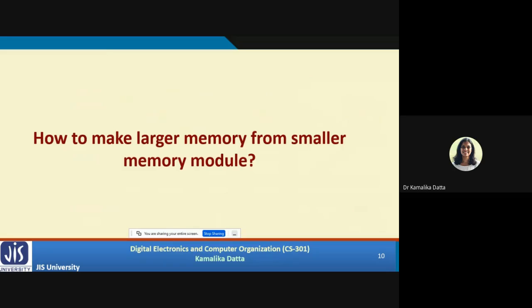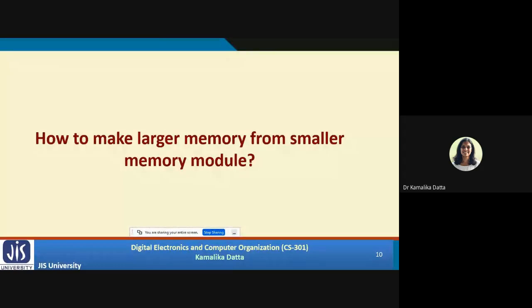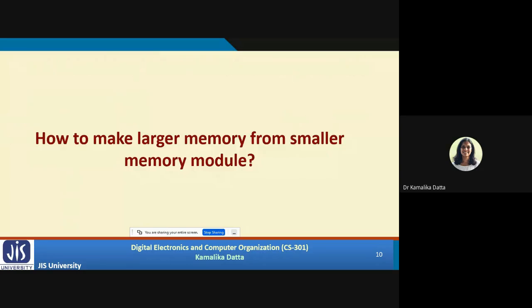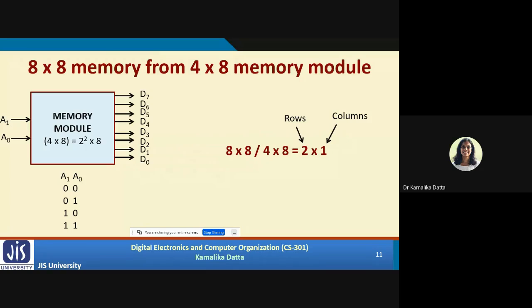Now I'll show you a small example, and then we will continue with the next thing in the next class: how to make larger memory modules from smaller memory modules. Let's say I give you this question. You have to make an 8x8 memory from a 4x8 memory module. How to do it? So your basic module that you have is 4x8.